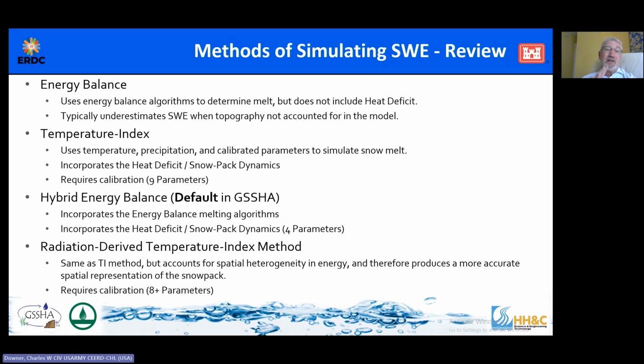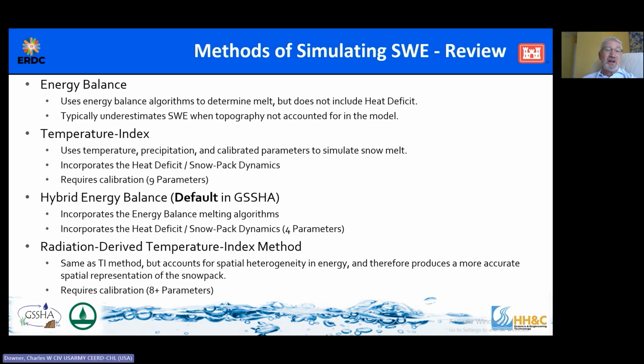So the hybrid energy balance method, which, like I said, is the default method in GSSHA. If you don't do anything whatsoever, you'll just get this automatically. It incorporates our energy balance melting algorithm, but it includes the heat deficit and snowpack dynamics, and it gets the number of parameters down to a more manageable 4 parameters.